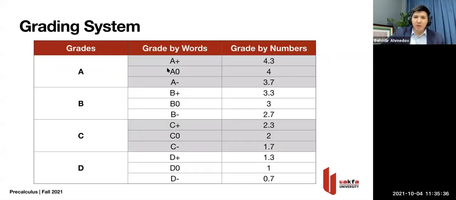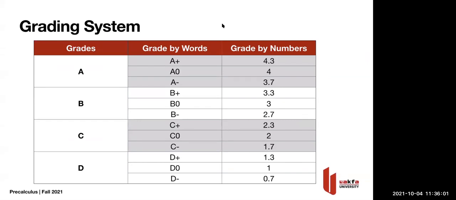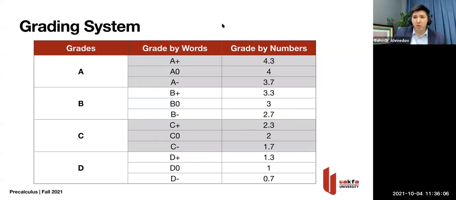So at the same time, I need to tell you that all of the 4 grades A, B, C, D are also split into 3 more. So it usually goes like A plus, A0, A minus, B plus, B0, B minus, C plus, C0, C minus, and so on. And all of the grades, which are denoted by letters, have their numerical values as well. So for example, A plus is going to be 4.3 and D minus is 0.7.